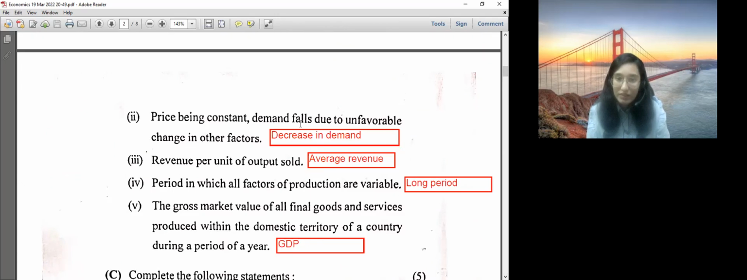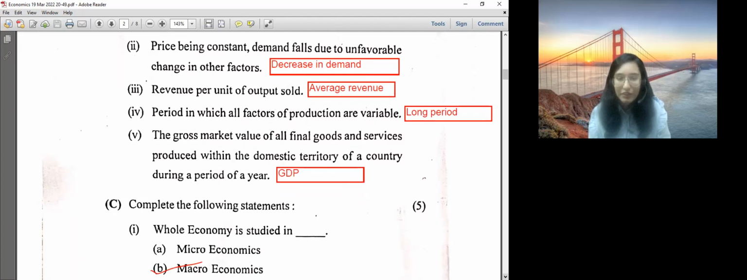Price being constant, the demand falls. So when demand is falling because of unfavorable changes, it is going to be a decrease in demand, students. Revenue per unit of output sold is going to be average revenue. The period in which all factors of production are variable is the long period. The gross market value of all the final goods and services which are produced is going to be GDP.